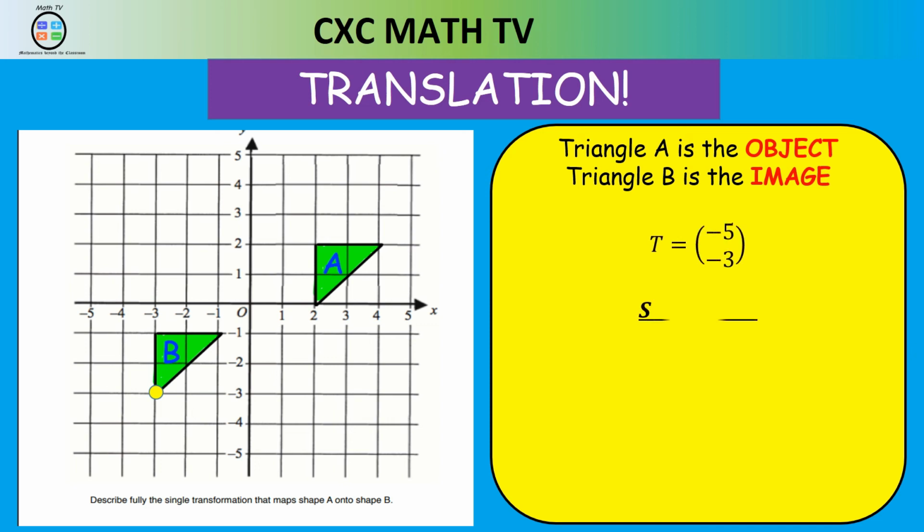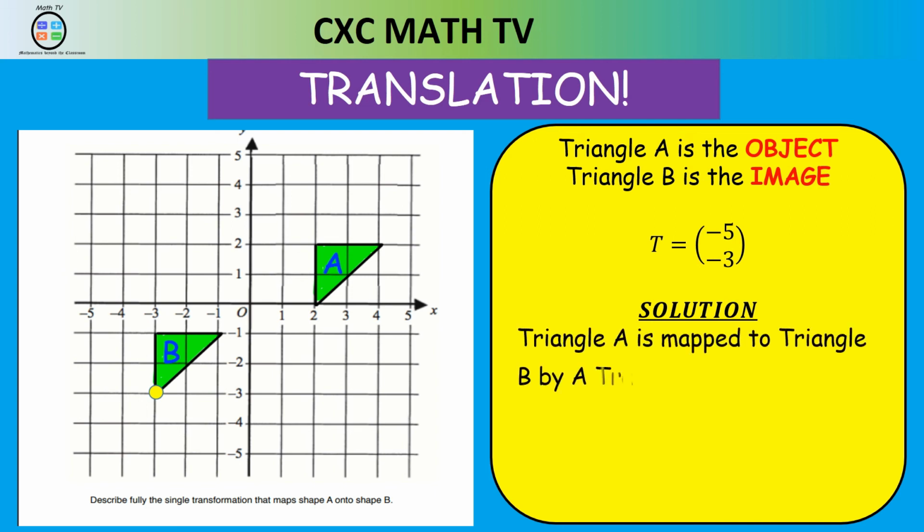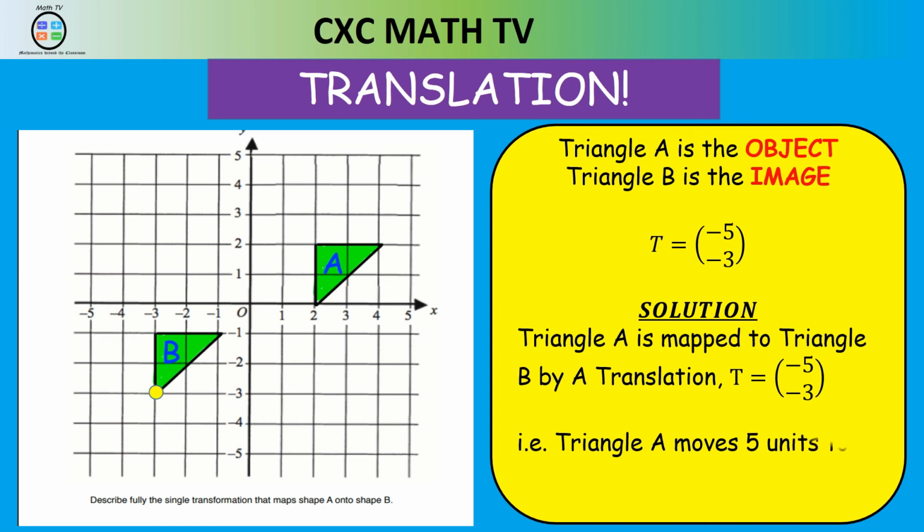So now, of course, in an exam, you need to write it properly. So this is what we're going to say. Triangle A is mapped to triangle B by a translation, and then you put the translation vector T being negative 5, negative 3. Or if you want to write it out in words, you can say triangle A moves 5 units to the left and 3 units down to triangle B. That's how you can write it out strictly in words in an exam.